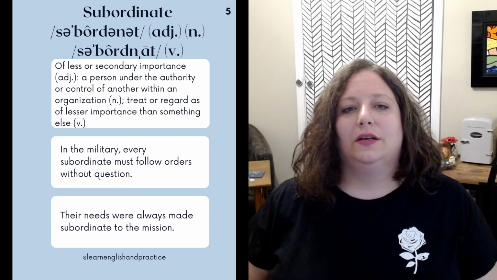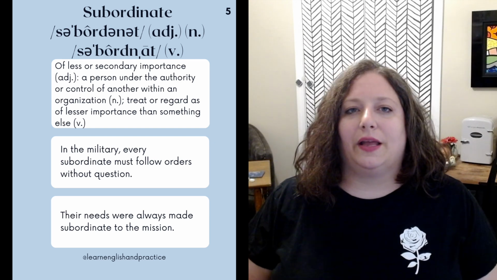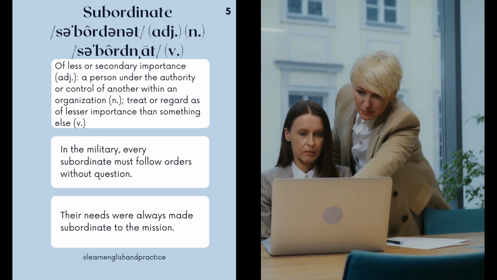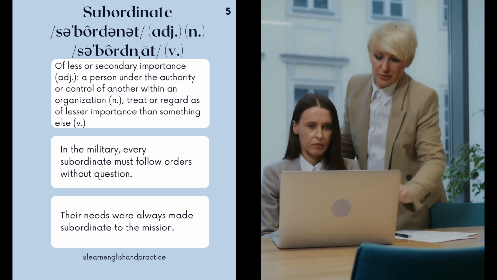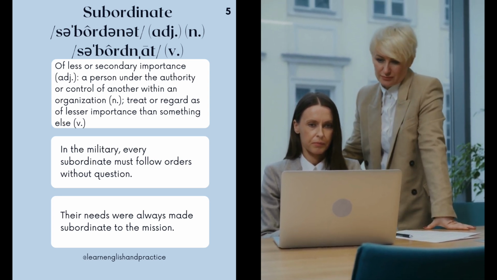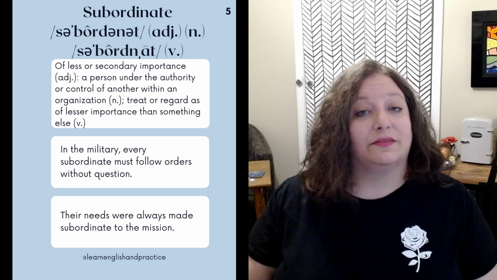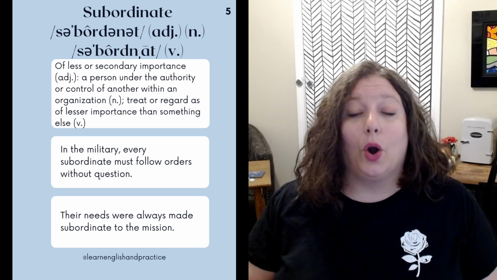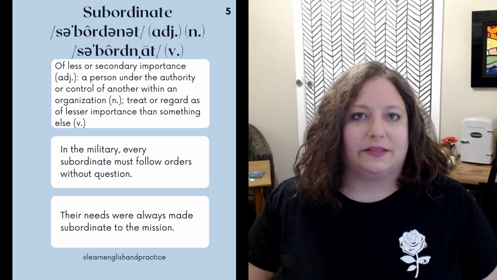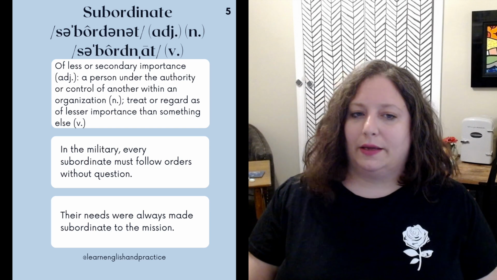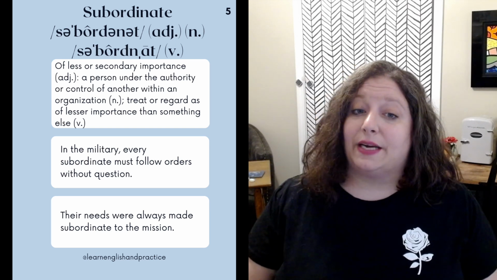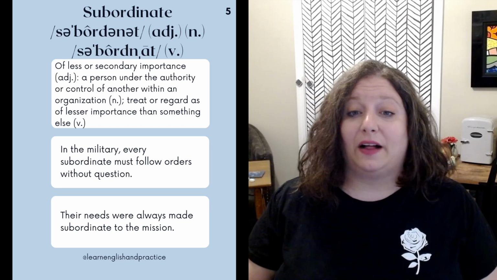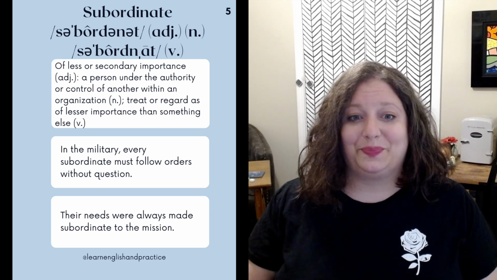something else. So someone in a corporation might be a subordinate and might report to the higher ups, whereas subordinate is a verb. So I might, for example, decide to subordinate my own needs in favor of the needs of my family. Examples are, in the military, every subordinate must follow orders without question.